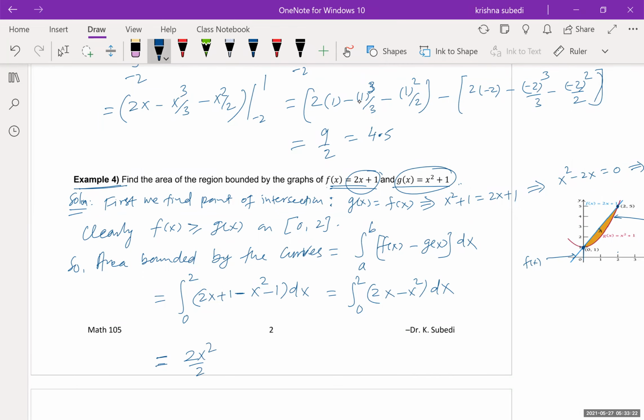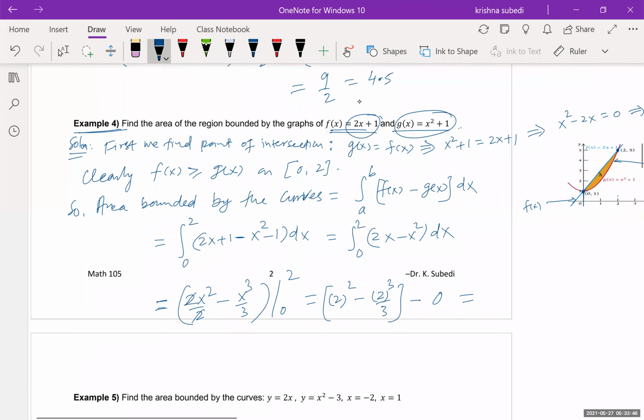So this will be 2x squared over 2 minus x cubed over 3, from 0 to 2. And so we're going to get 2 squared minus 2 cubed over 3 minus 0 squared minus, okay, this whole 0, so I don't have to write that. It is simply 0. And so your answer, if you simplify it, looks like 4 over 3. Any question?